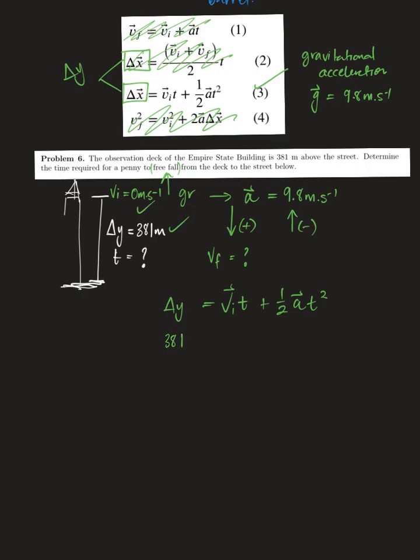Let's look at how that's going to look. Delta y we know is 381, which is equal to v initial, which is 0, multiplied by the time, which we don't know, plus half times the acceleration, which must be positive 9.8, t squared. So 381 is equal to 0 times time, which is still 0, so I'm left with half times 9.8, which is 4.9 t squared. The first thing I need to do is get this variable by itself, so I'm going to divide both sides by 4.9. So 381 divided by 4.9 gives me t squared.